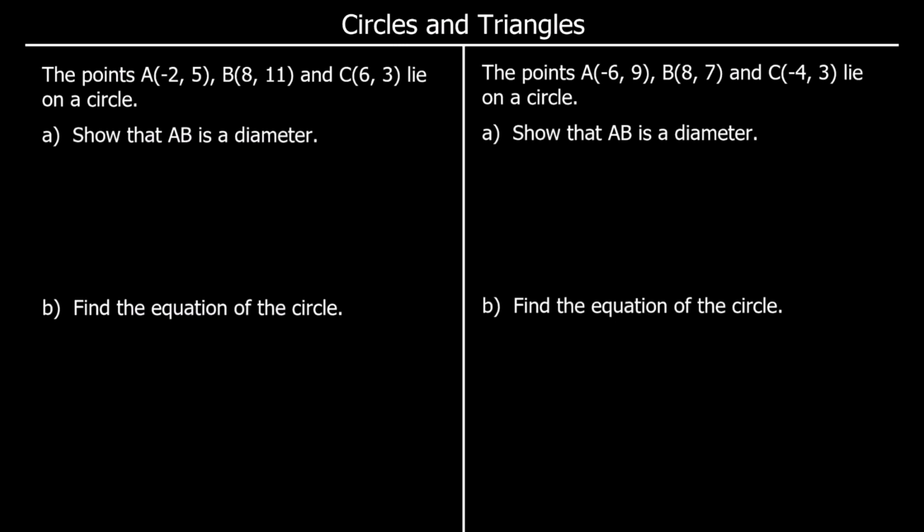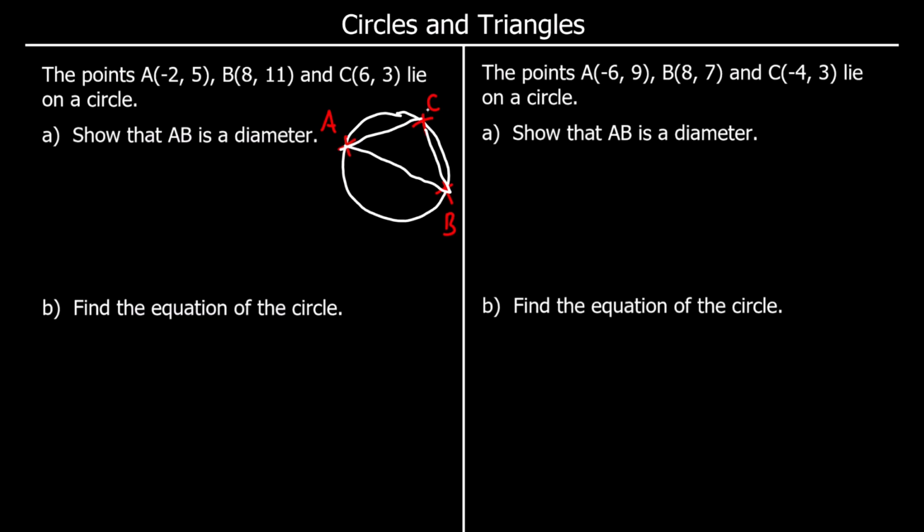In this video, we are looking at questions where we have triangles inside circles. So questions where there's a triangle inside a circle. This first question, we have 3 points, A, B, and C, that lie on a circle. So we've got a circle, and we've got 3 points on the circle. And we need to show that AB is a diameter. So AB is a diameter of this circle.